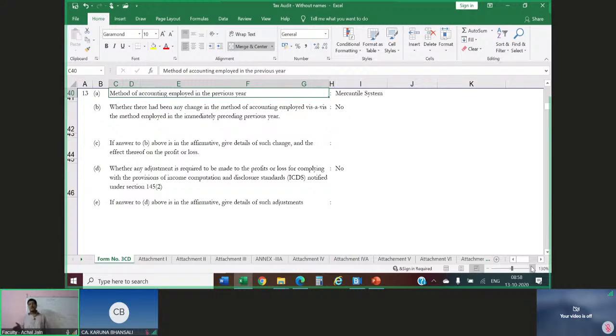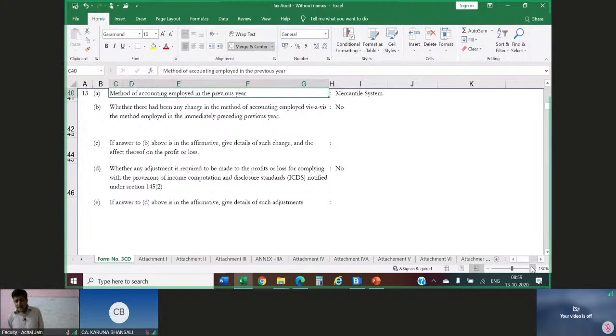And last but not the least is the basis of discussions with the management. So on the basis of his discussions with the management also, he will get to know whether there's been a change in the accounting policy or not, or the accounting methodology or not.